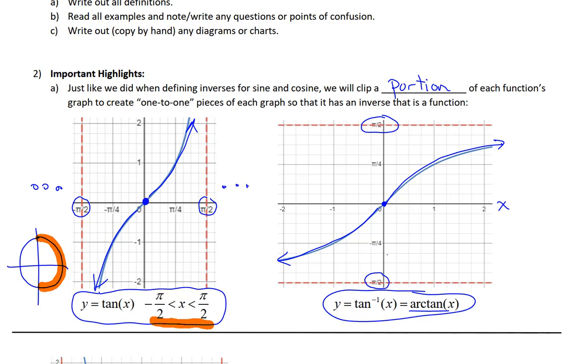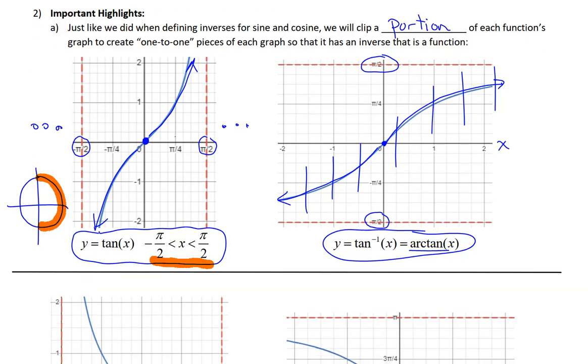Remember, we're clipping only a portion of tangent, and when we do, notice that the inverse function, now that we've graphed it, actually passes the horizontal line test, right? Any horizontal line would intersect this tangent inverse graph only once, which means, hey, this is a function by definition. Now let's move on to another, that's tangent.